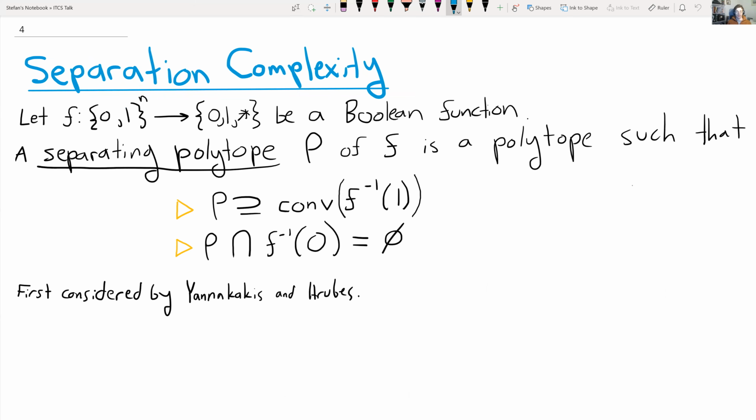So let's actually dive into a model of computation. And for that, we need a separating polytope. So for a Boolean function F, a separating polytope P of F is a polytope that contains the convex hull of the ones and has an empty intersection with the zeros. Now, this was first loosely considered by Yannakakis and then was more formally defined by Robere.